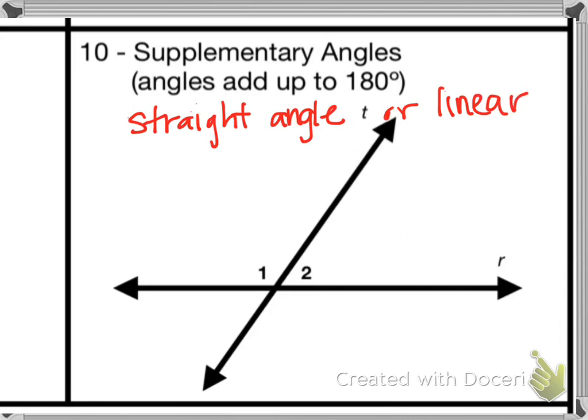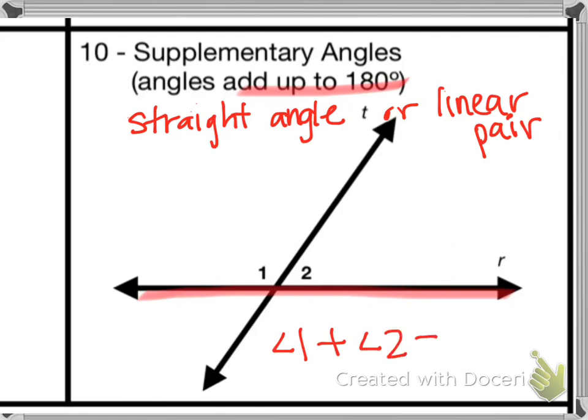And so a linear pair, meaning that they form a line. So if you guys see, angle 1 and 2 form a straight line, and so we know once again that they're going to add up to 180 degrees. So here what we're going to say is that angle 1 plus angle 2 is equal to 180 degrees.